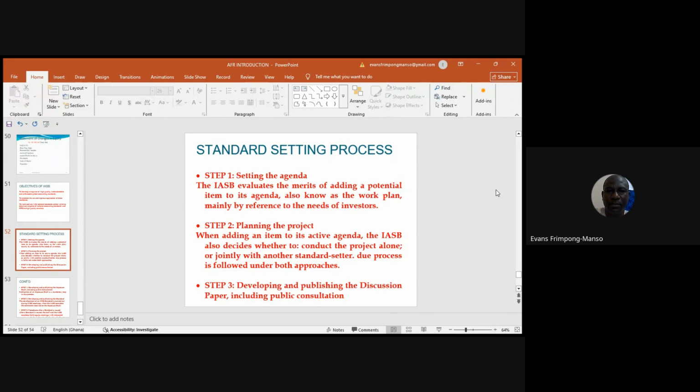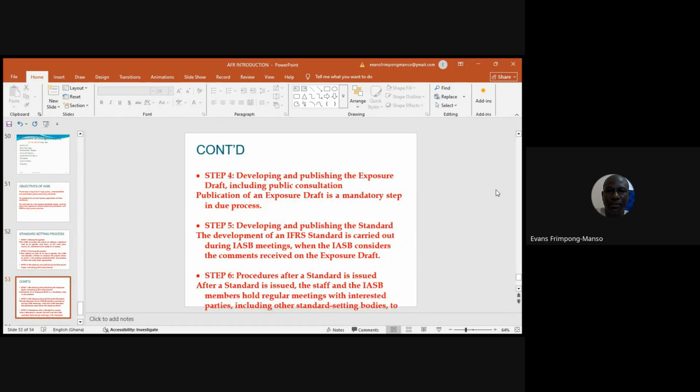So after planning the project and commissioning people to execute the project, they will develop and publish a discussion paper, including public consultation, to fine-tune the standard that they want to promulgate. Step 3 will tell you that, step 4 will tell you that. After developing and publishing the discussion paper, they will bring out a draft of the standard that they want to publish.